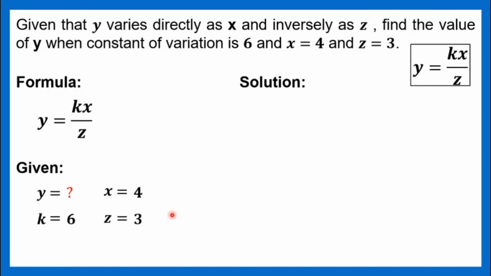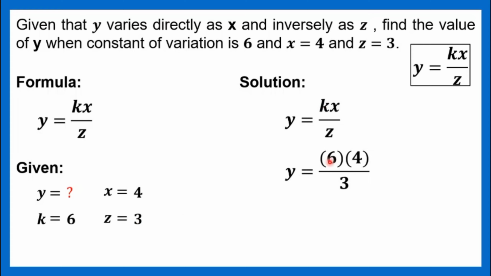Then, ito na talaga, solution na. For solution, don't ever forget to write the formula. That's my reminder always. Lagay lagi si formula: y is equal to kx over z. Then after that, substitute mo lahat ng values. Siyempre, yung walang value, as is lang siya, so as is lang yung y. Yung k magiging 6, yung x magiging 4, yung z magiging 3. Ganito ang itsura niya.